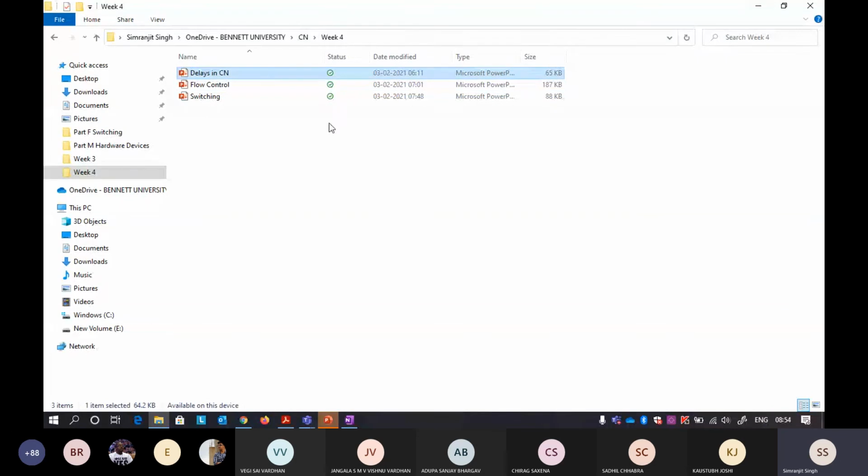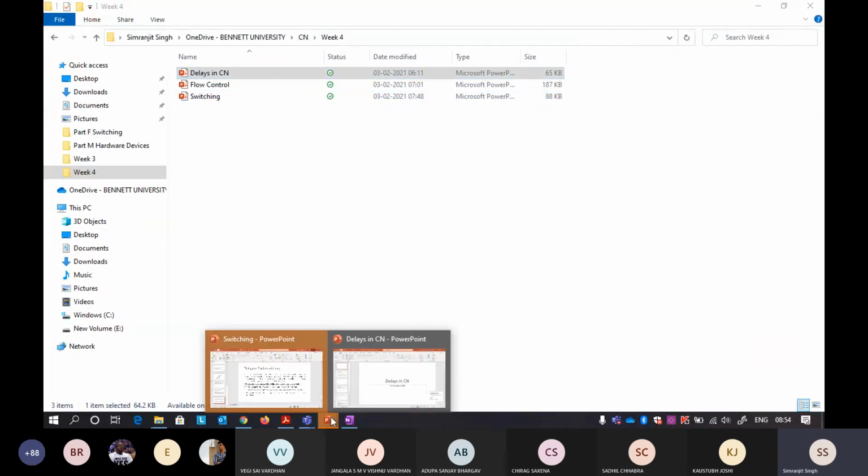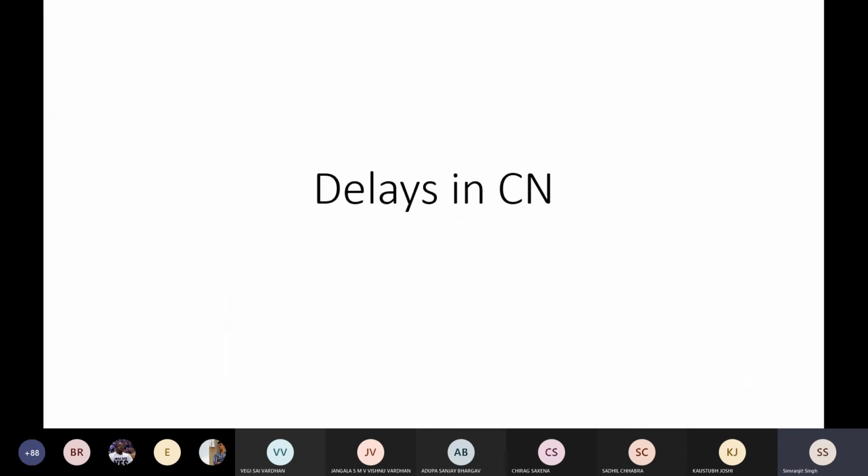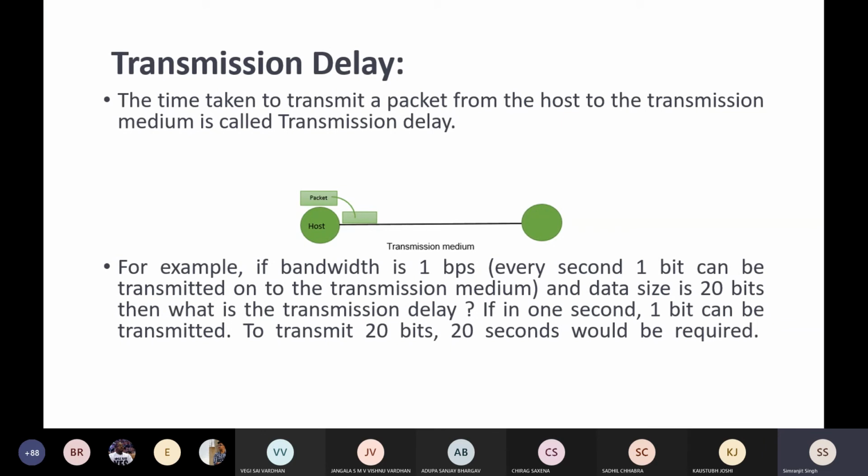Without further going into the flow control, you have to understand what the various delays are. I think we have already discussed two delays that are particularly used in CN. The first delay is your transmission delay. Transmission delay is the time taken to transmit a packet from a host to the transmission medium. The language that I used earlier was that the time taken by a host to put the packet onto the link is your transmission delay, but the actual formal definition is this, so I have taken a PPT to introduce you to the formal definition as well.